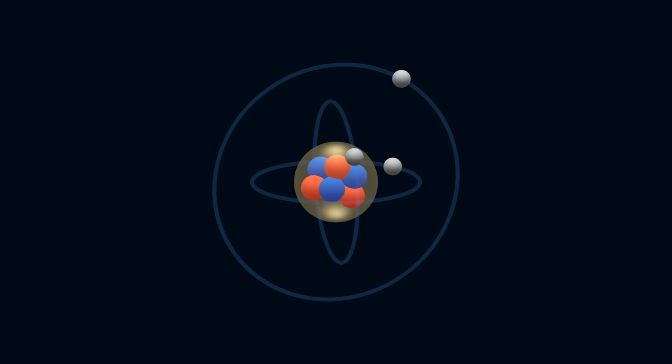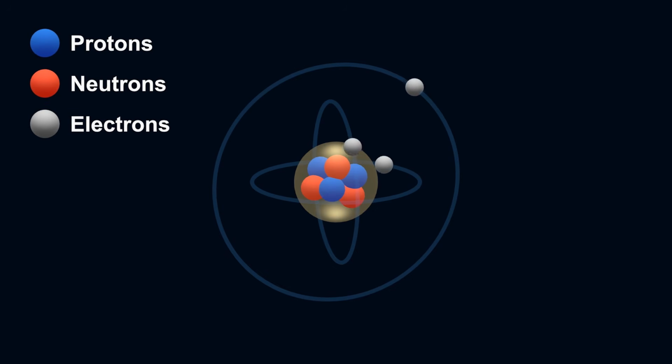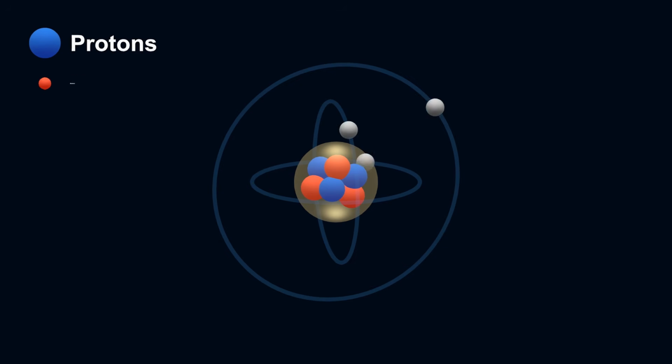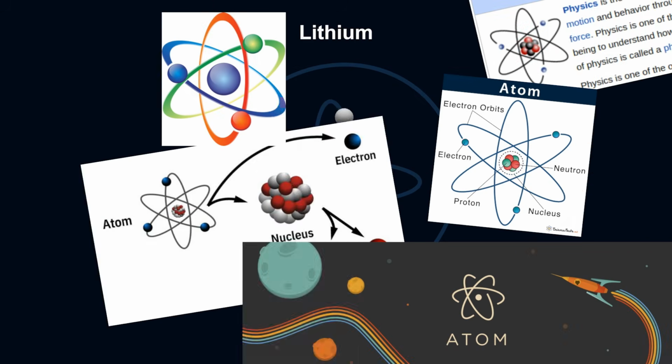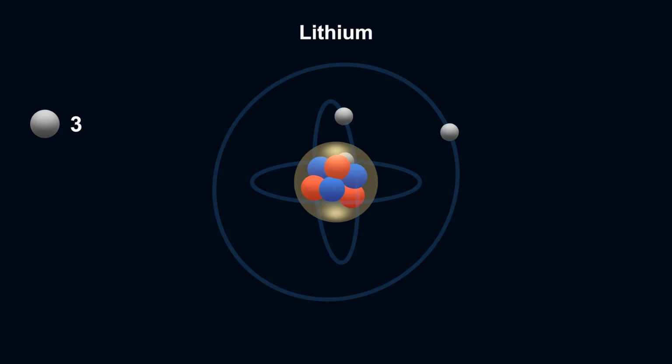Anyway, this is an atom. All atoms consist of protons, neutrons, and electrons. The protons and neutrons make up the nucleus, and the electrons orbit around the nucleus, much like a solar system. This particular atom is a lithium atom. It's the one that you see everywhere. It has 3 electrons, 3 protons, and 3 neutrons. The amount of protons, neutrons, and electrons is what determines what type of material the atom is.